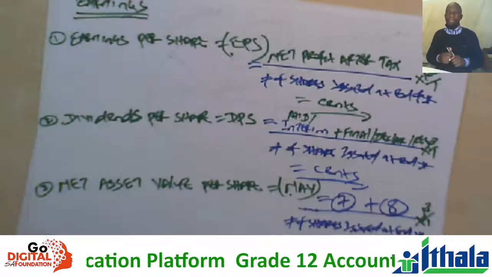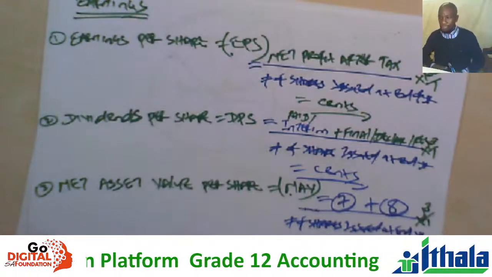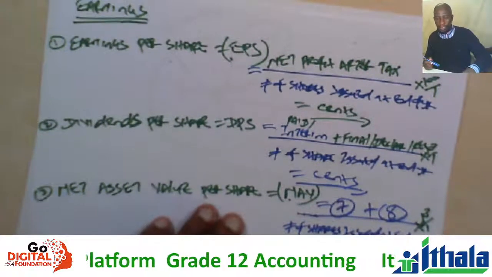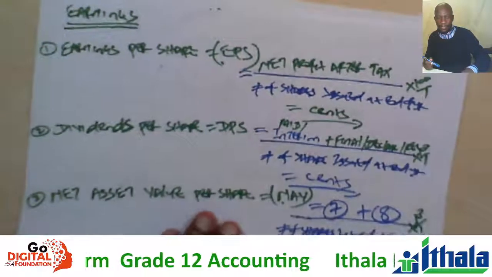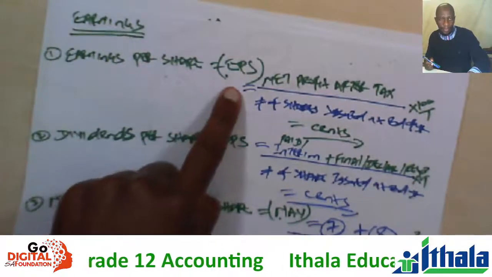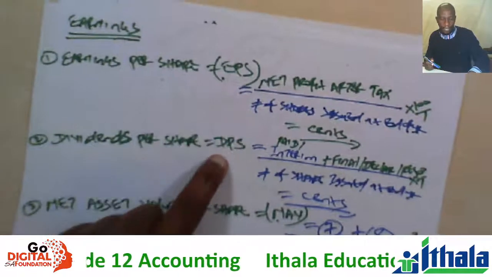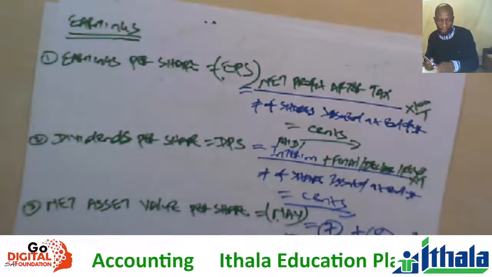Then we go to the ratios that confuse people a lot, which are the returns. So we are done, then we can take some questions. Okay, let's go to the returns. We said on the earnings we have the EPS, DPS, NAV. And these are the formulas.